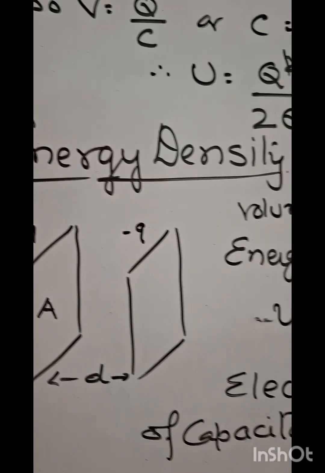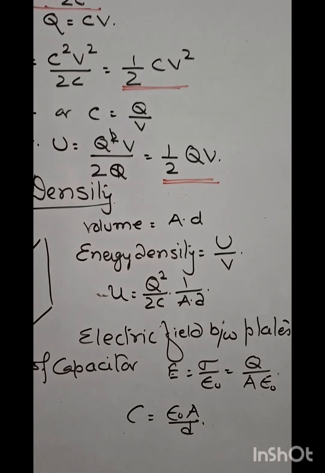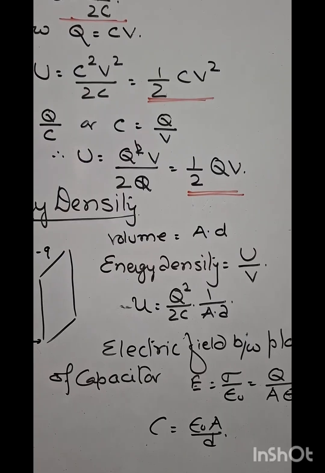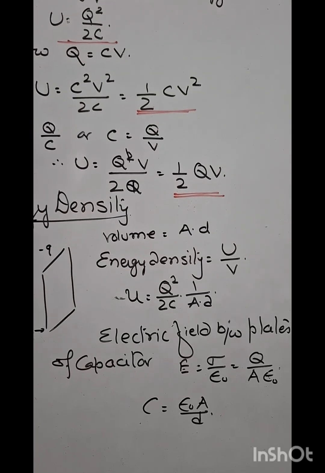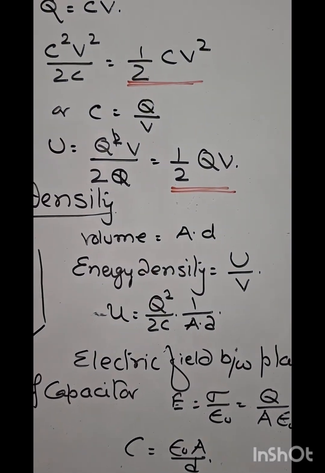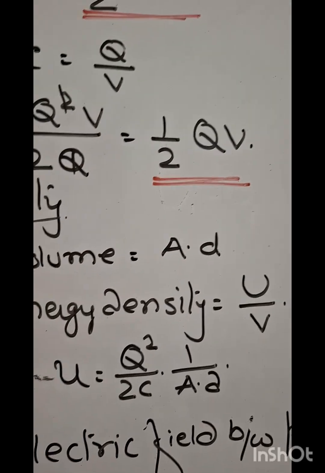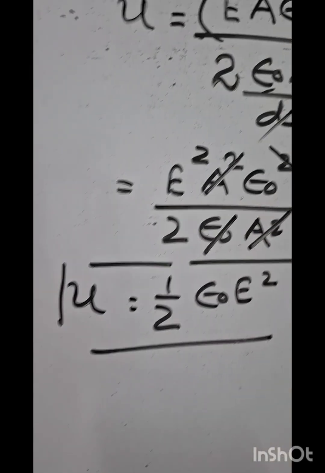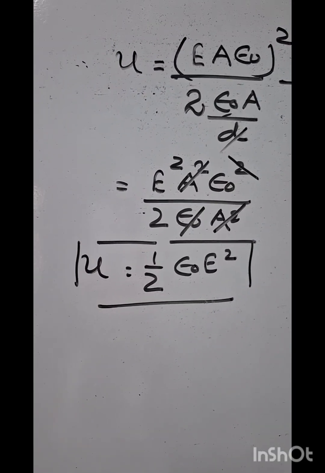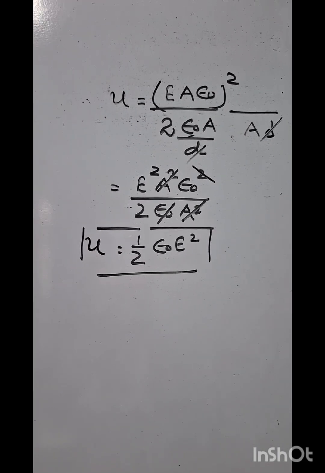The electric field between the plates of the capacitor is given by the formula E is equal to sigma upon epsilon naught is equal to Q upon A epsilon naught, and the capacitance C of a parallel plate capacitor is given by epsilon naught A upon D. Substitute the value of Q and C in this equation, u is equal to Q square by 2C into 1 upon A into D. When you substitute the value of E and C, you will find the energy per unit volume comes out to be half epsilon naught E square.